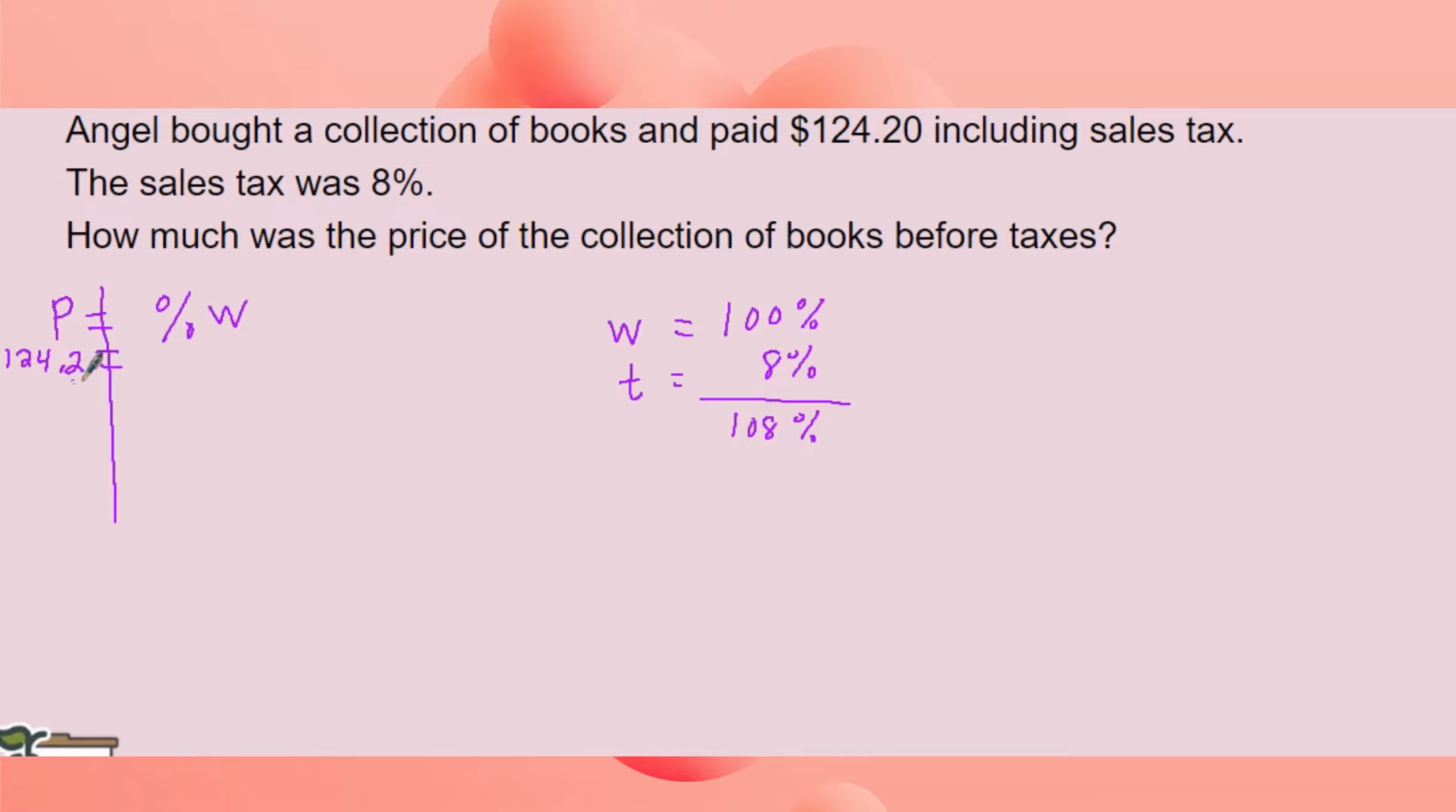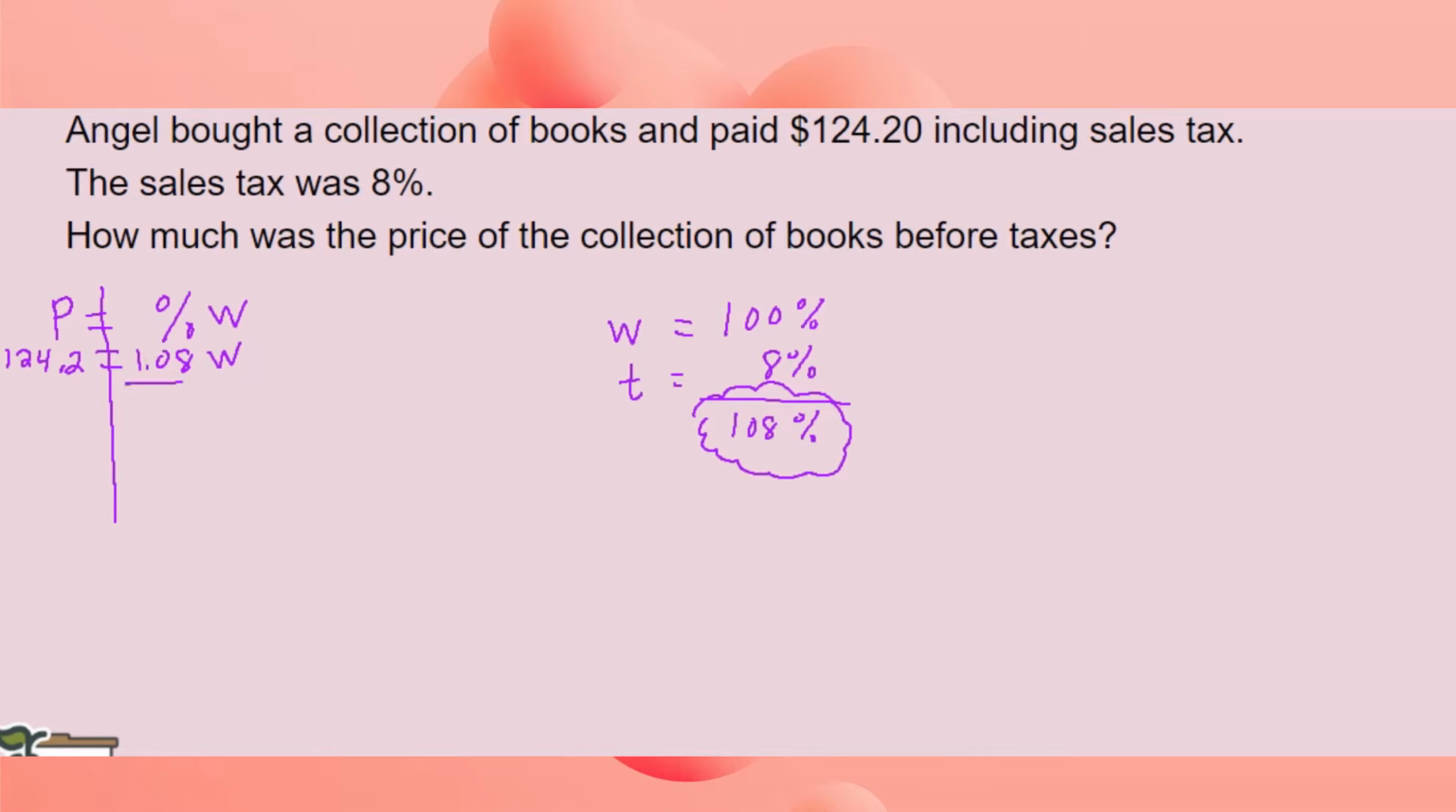So whatever the $124.20, whatever the part represents, we have to make sure that percentage is equivalent to what the part is. So we need to use 108% as our percentage instead of 100 or just 8. And to write that as a decimal is 1.08. And our whole is unknown. That's what we're trying to figure out.